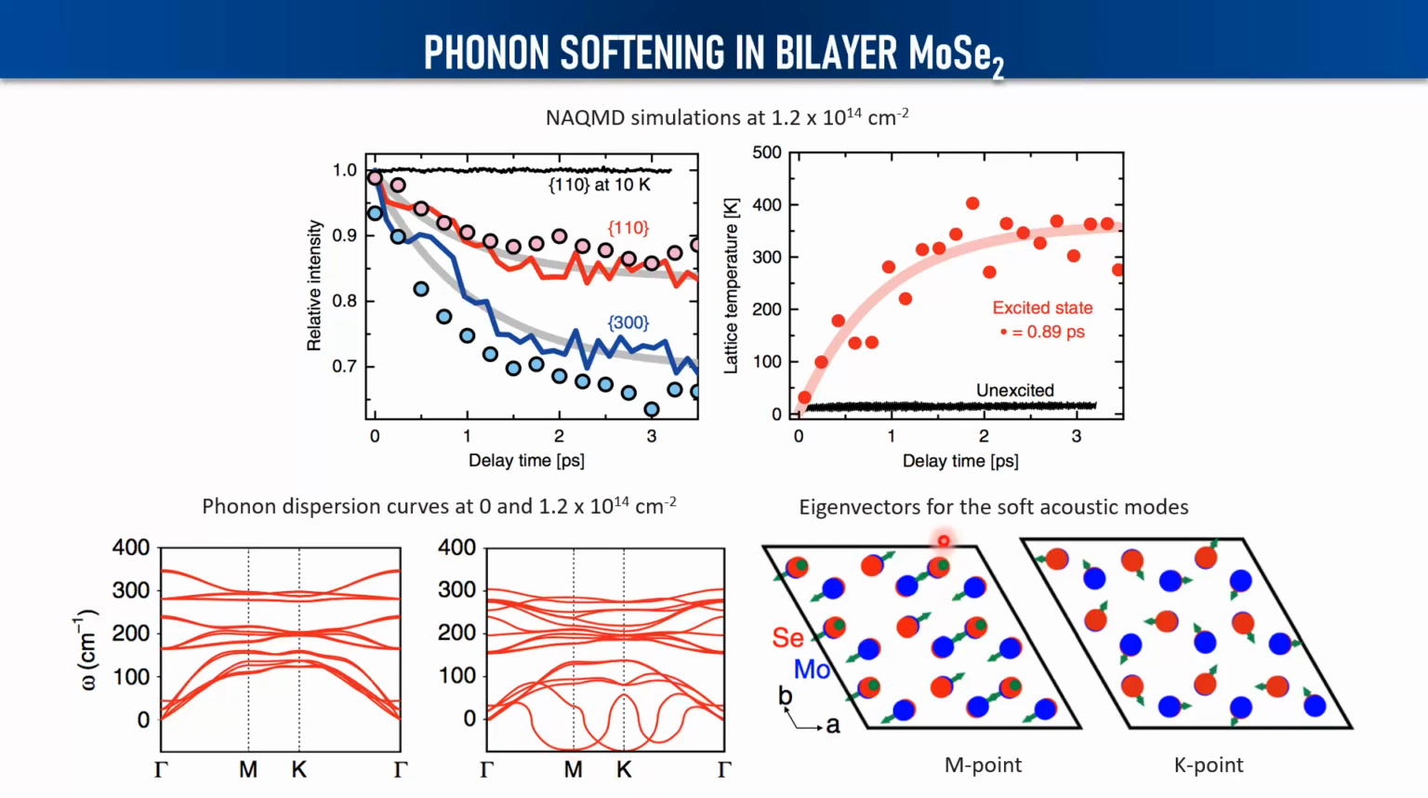And if you see the eigenvectors for these soft phonon modes, you can see that at the M point there is a kind of dimerization happening. This kind of dimerization can actually lead to a structural phase transition. So this is one of the pathways by which we can try to engineer the structural phase transition.